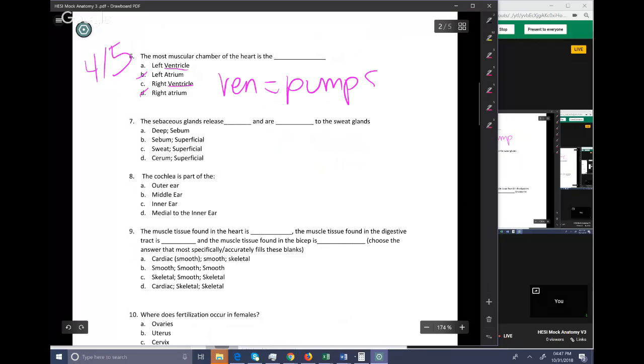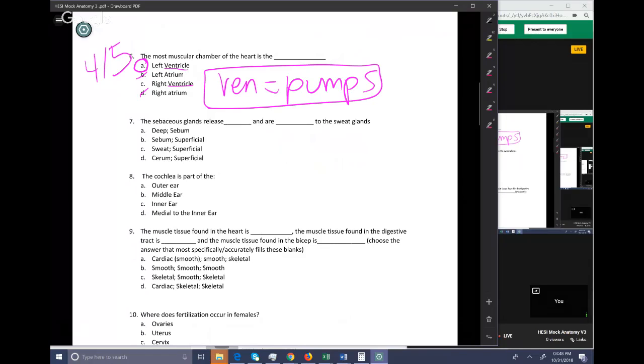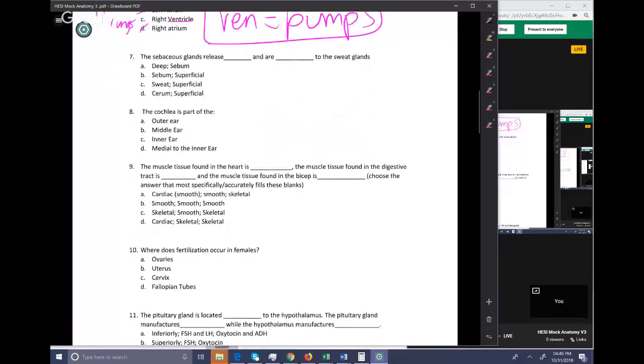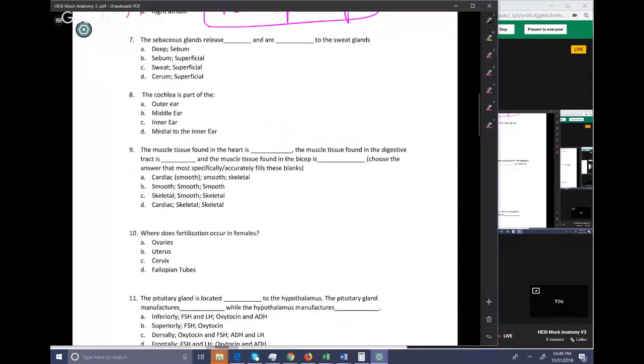So between the 2 pumps, what would determine the one that was more muscular than the other is how far does the blood have to go when that particular ventricle pumps. Well, the left ventricle, the blood has to get all the way up into the brain and all the way down to the toes. The right ventricle just goes to the lungs, and that's much closer, so it requires less muscle. So the most muscular chamber of your heart is your left ventricle because it's pumping to the body.